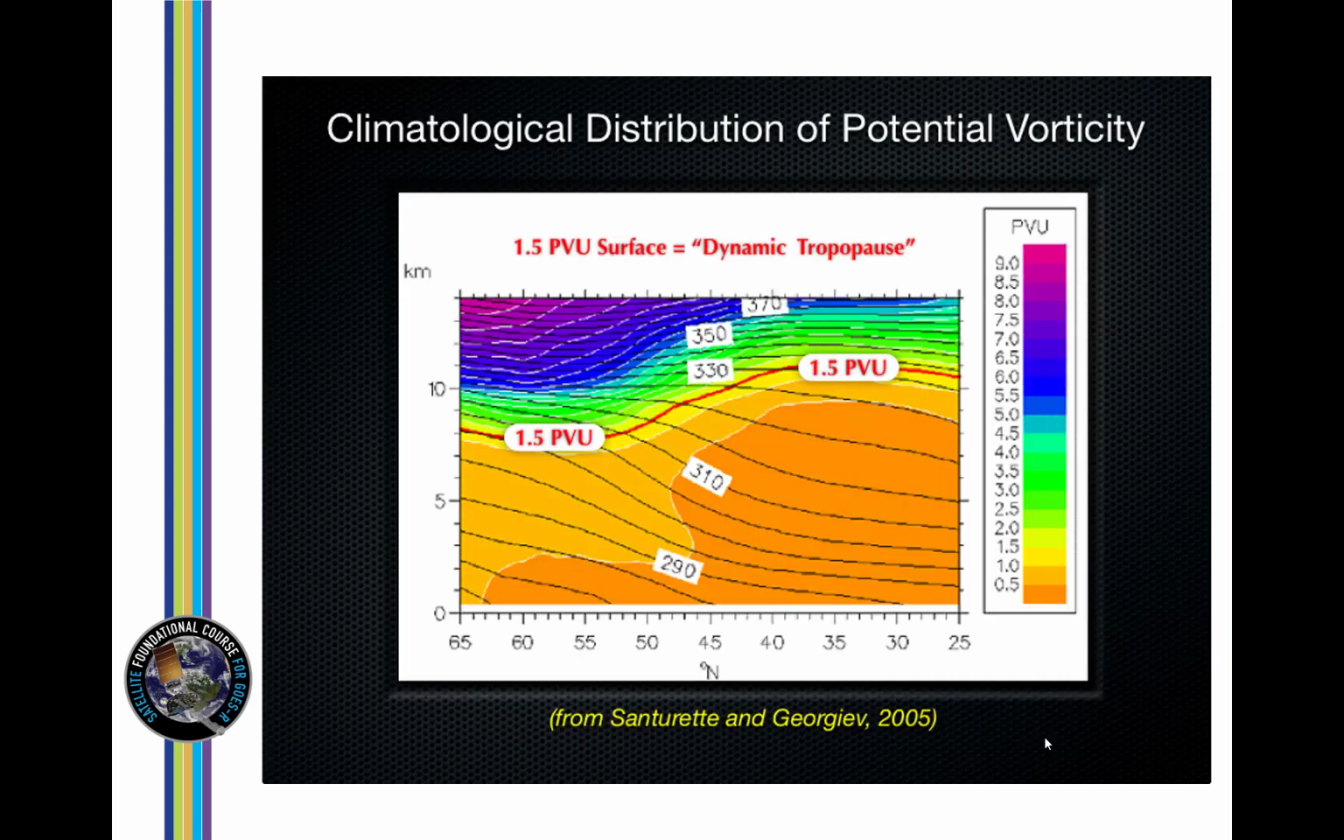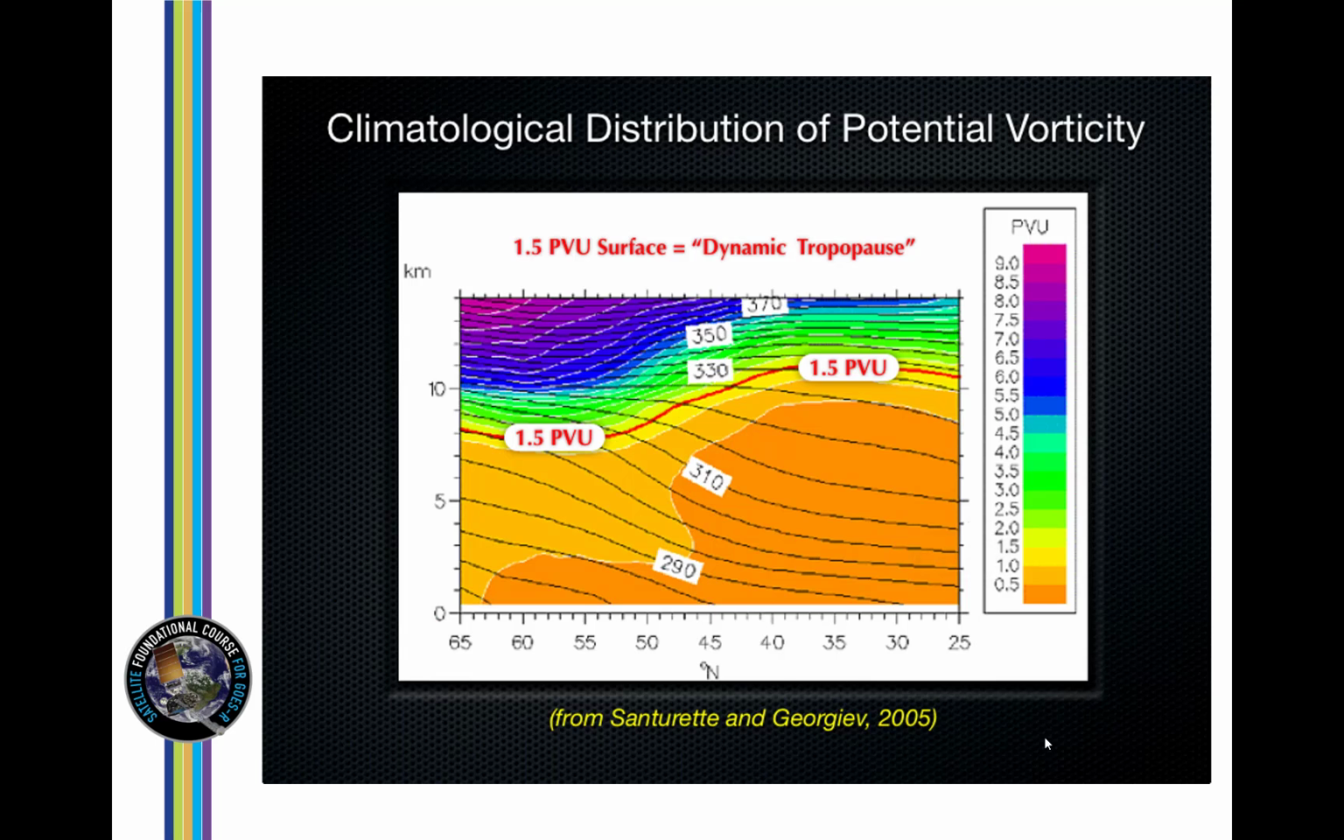This figure shows the climatological distribution of potential vorticity. Latitude is on the x-axis, and the height in kilometers is on the y-axis. Potential vorticity has a reservoir in the stratosphere and variability with latitude. The dynamic tropopause is drawn in red. That's the height of the 1.5 potential vorticity unit surface.